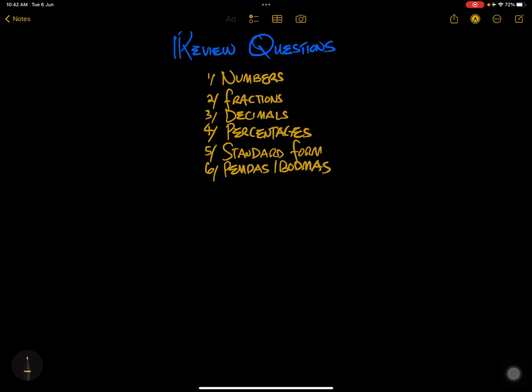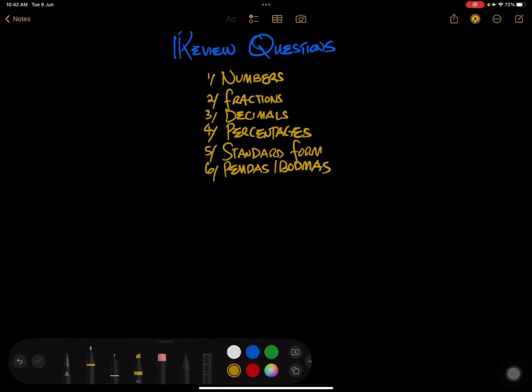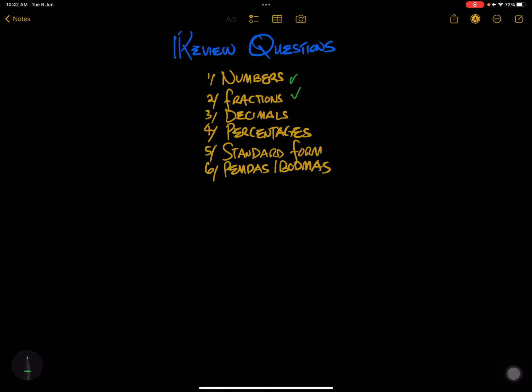If you remember, we have gone through different topics such as numbers, fractions, decimals, percentages, standard form, PEMDAS, and BODMAS. And we've gotten to a point where we have to move on to the next topic, which is sets. But I believe that we're at a place where we can review these topics by solving problems, or do some review questions that relate to these topics before we move on to another major topic called sets. All right, so we will start by looking at numbers.